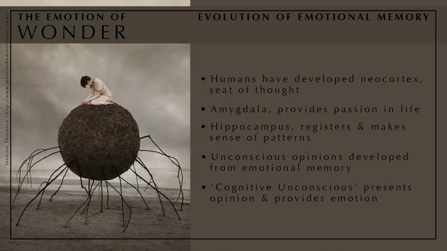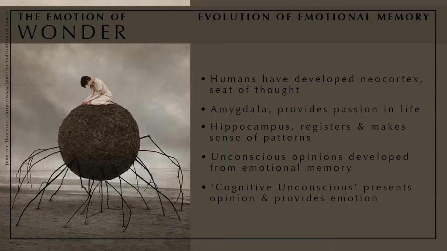Humans have two amygdala, one on each hemisphere of the brain towards the side of the head. The amygdala provides all passion in life. It is a storehouse of emotional memory, the part of the brain which adds significance to life. The unconscious opinions of individuals are developed from emotional memories, which are stored within the amygdala.